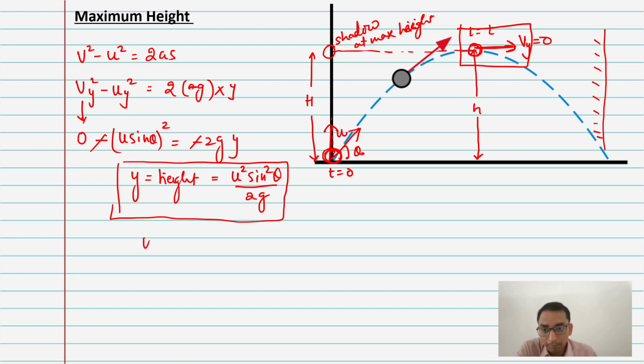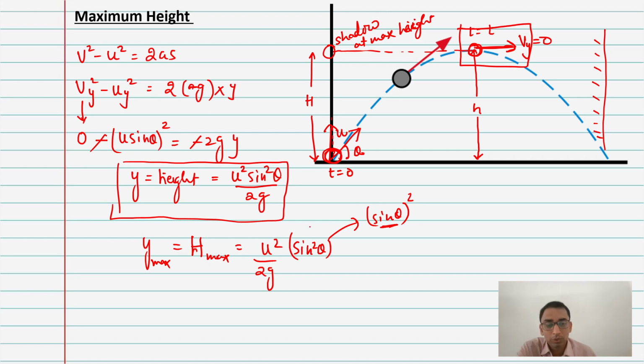And if you want maximum height, I should say y max, or I must say h max, that should be equal to u square upon 2g, because sine square theta can also be written as sine theta the whole square, and the maximum value of sine theta is 1. So if you want to make h, equal to u square sine square theta upon 2g, maximum, you cannot change u, you cannot change g. So to make h maximum, you have to take the maximum value of sine square theta, which is 1.